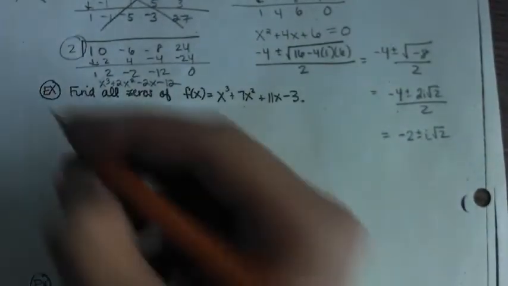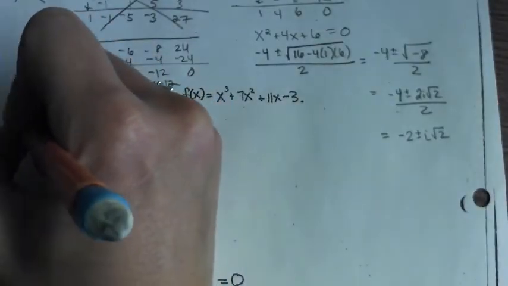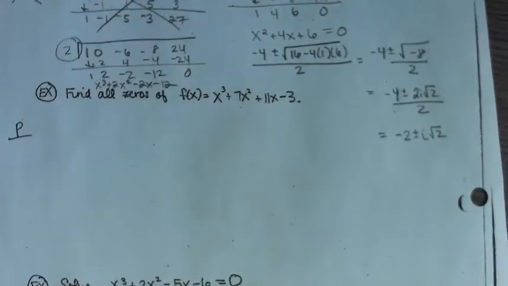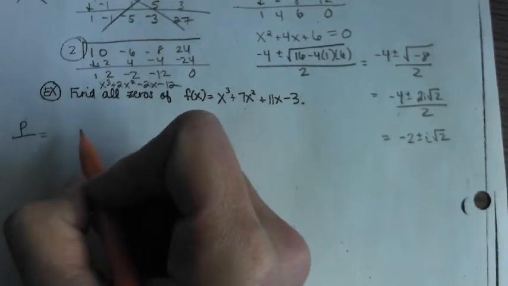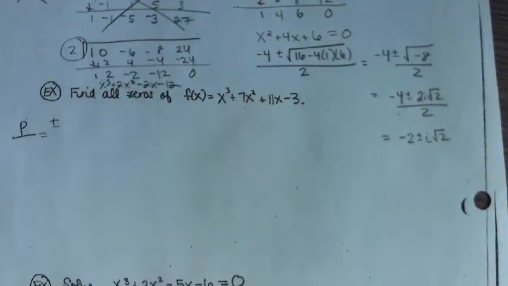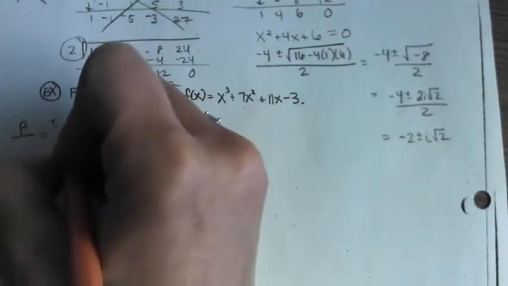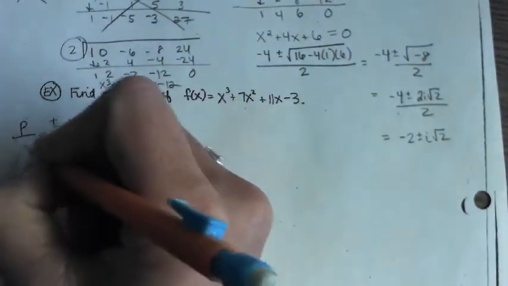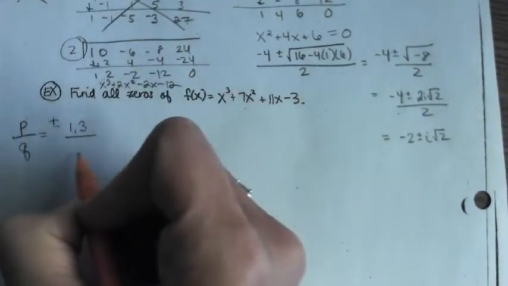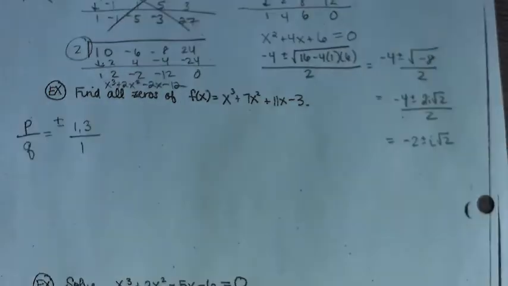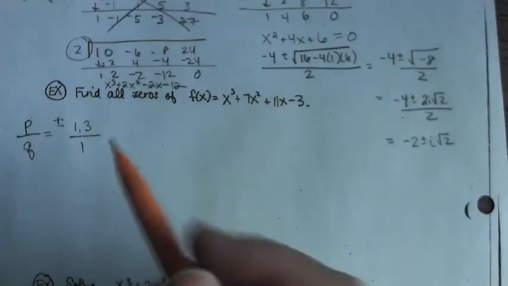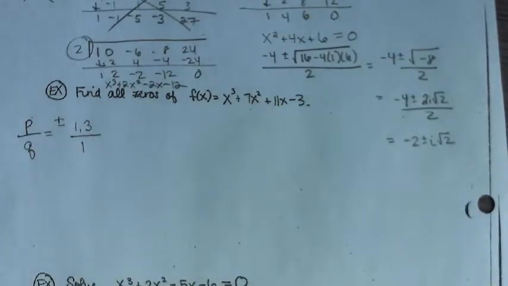What are our P's? Kendall? I'll just put a plus or minus out in front. 1 and 3, good. And our Q's? Jalen? Just 1, good. So the only numbers I have to check are 1 over 1, which is 1, so positive 1 and negative 1. And then 3 over 1, which is positive 3 or negative 3.